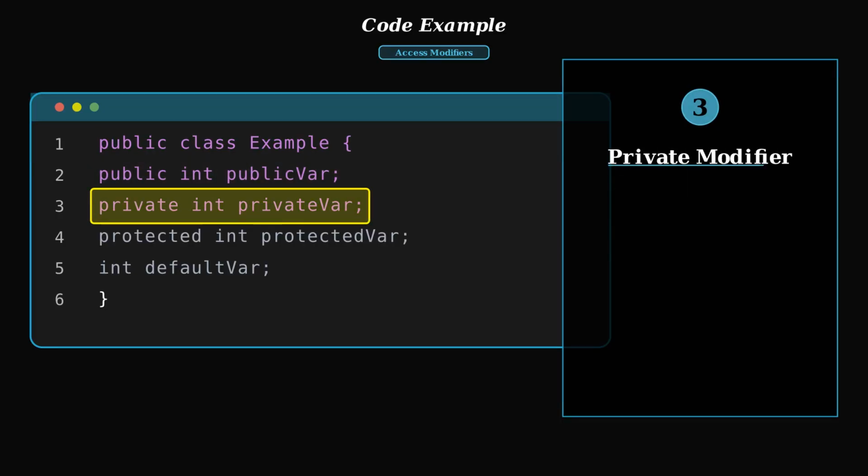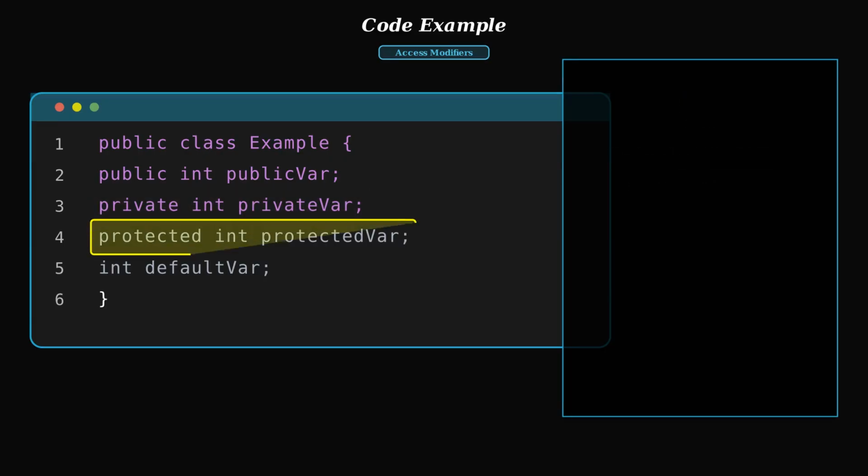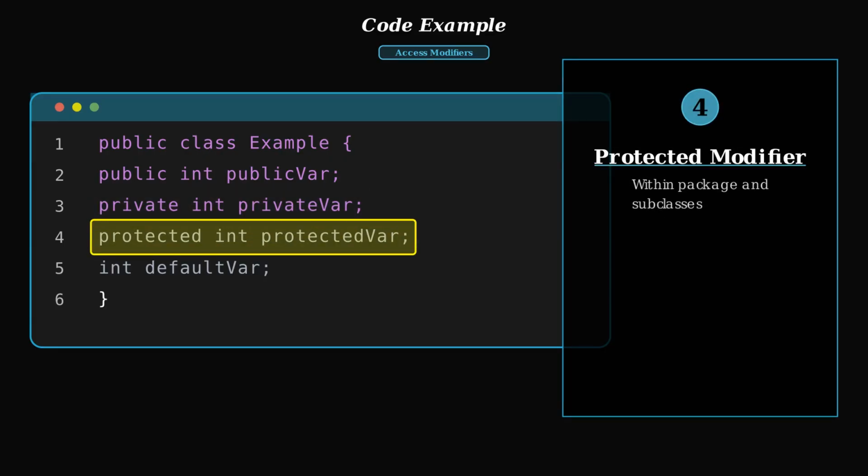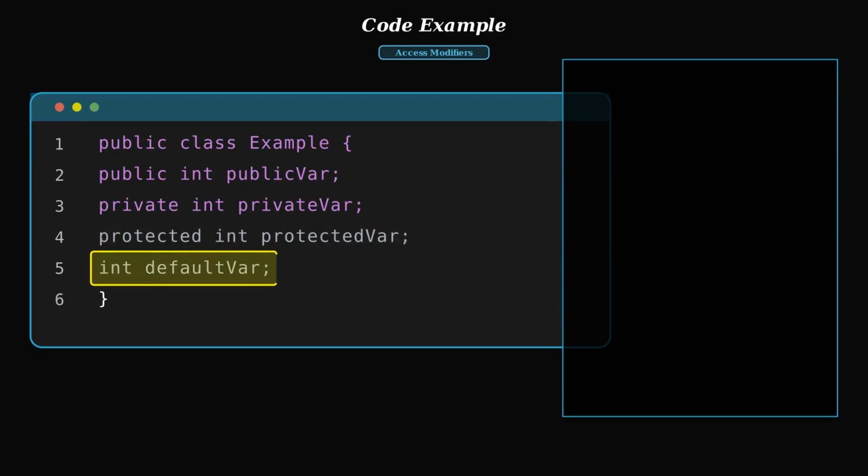Private modifier. Only within this class. Protected modifier. Within package and subclasses. Default modifier. Only within same package. Now let's see the output of this code.